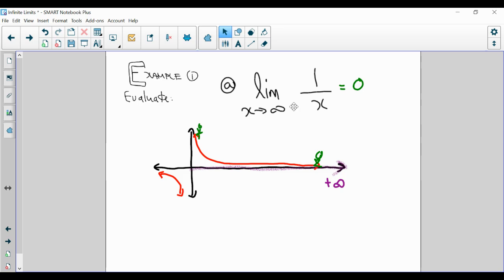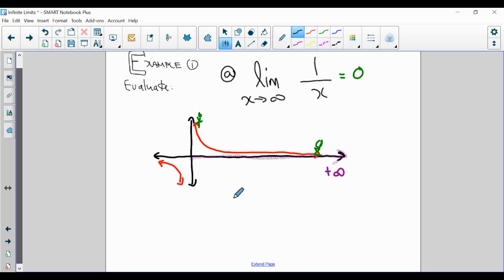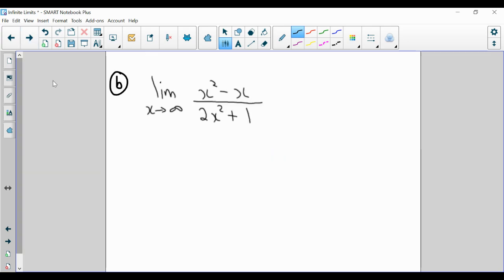For this one also, what's the limit as x approaches negative infinity of 1 over x? Well, it's the same thing. This one is approaching 0 from the other side. It's still 0. So we're going to use that to help us evaluate limits that are going to infinity without a graph. All right, I know, sounds exciting. So let's look at this one.